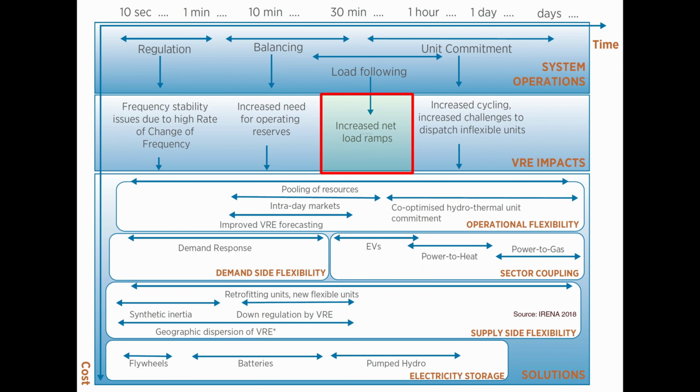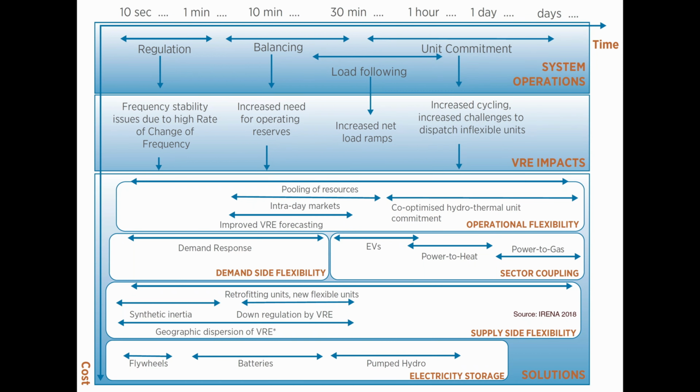And another impact of variable renewable energies is the increased net load ramps. Therefore, we have to provide a fast load following. This takes place also in between some minutes and some hours. Also, another consequence of the wind and solar use is the increased cycling, increased challenge to dispatch inflexible units. So this is a unit commitment on the system operations level, which takes place in between hours and days.